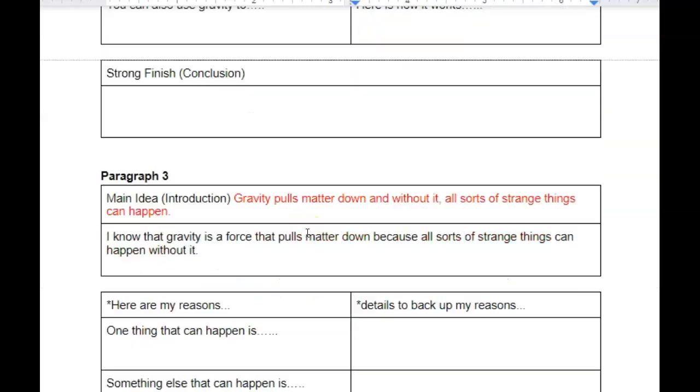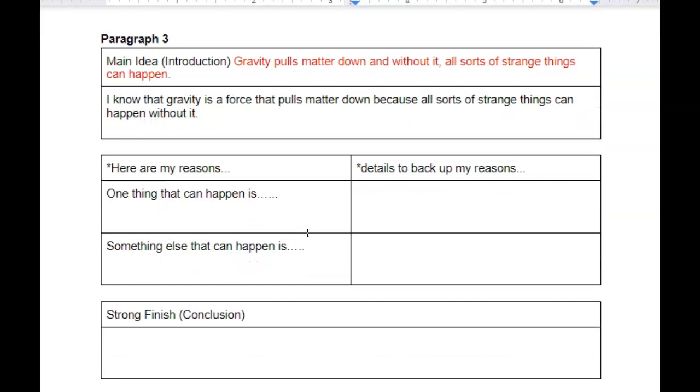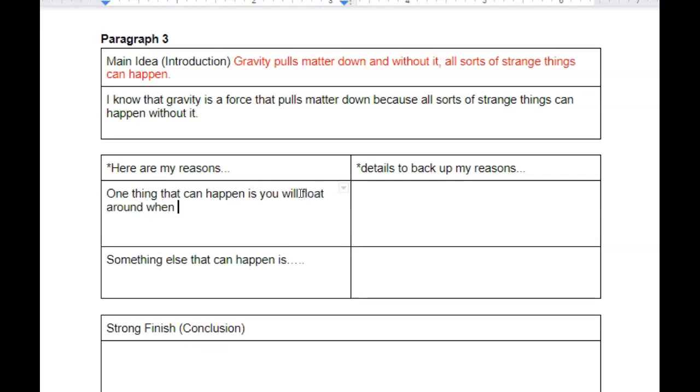Okay, let's look at paragraph 3. How do we work this one? Main idea. So gravity pulls matter down, and without it, all sorts of strange things can happen. So you're already probably thinking of all those weird things that can happen without gravity that you learned about earlier in the week. So let's see. I know that gravity is a force that pulls matter down because all sorts of strange things can happen without it. One thing that can happen is, I don't know, what's one thing that can happen? One thing that can happen is you will float around when you sleep. What's a detail to back this up? Well, what do astronauts do in order to prevent this? That would be a detail, right?